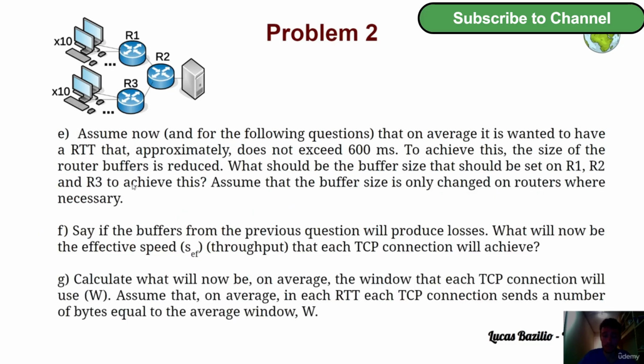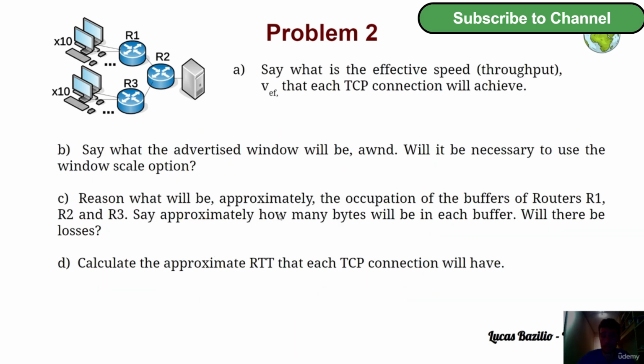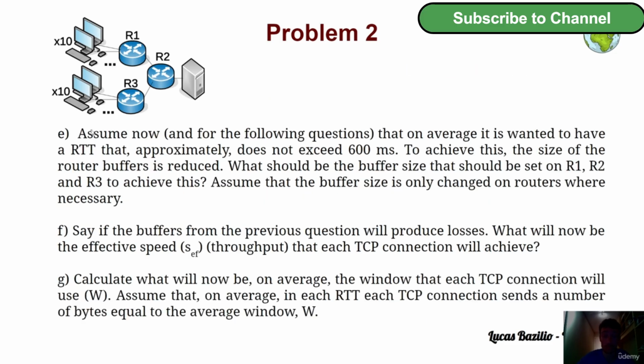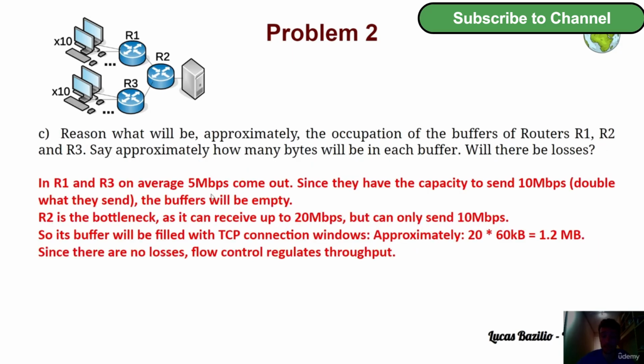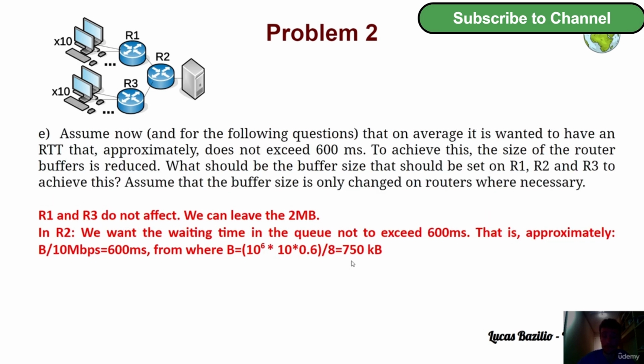Now, from this, we can argue if there will be losses or not. Why? Well, keep in mind, on the question C, we calculated the occupation buffer of the router 2, and we saw that all of the 20 TCP connections in total required a buffer size of 1.2 megabytes. This is the total size of the windows that all of the 20 TCP connections will send to the router 2. However, on the question E, we do not have a buffer of 1.2 megabytes. What we have instead is 750 kilobytes.